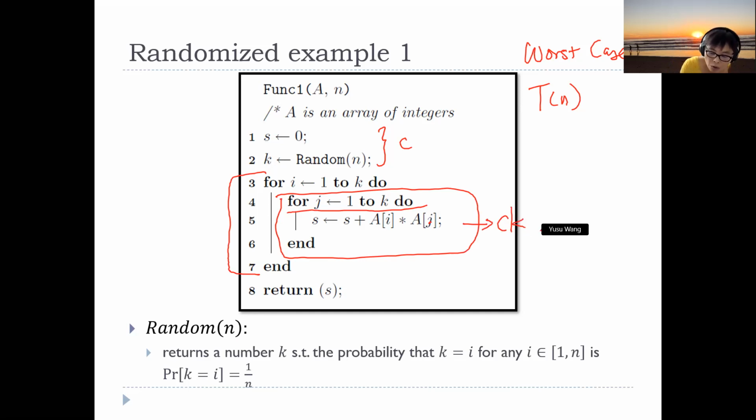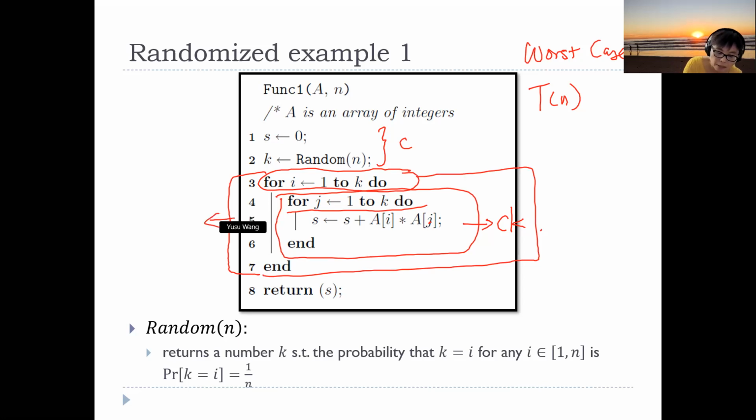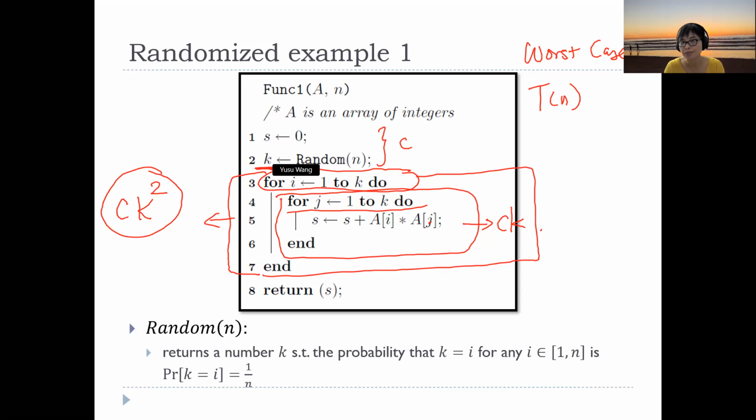And the outer loop also has k iterations, which means that the entire for loop takes time constant times k squared. So this is the precise running time of this algorithm when k is returned in line 2.